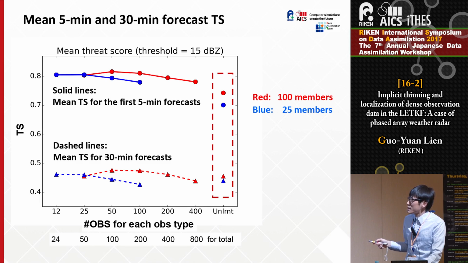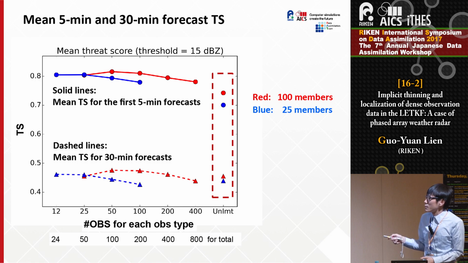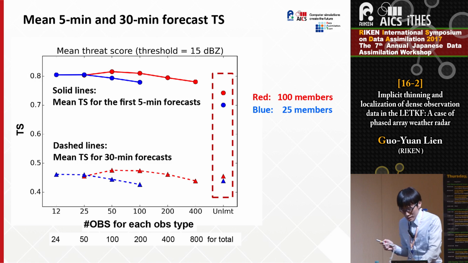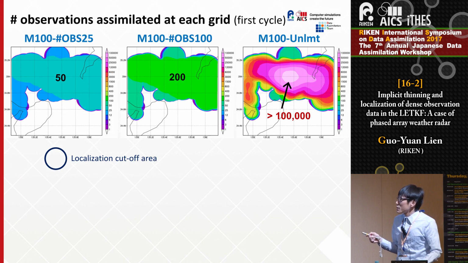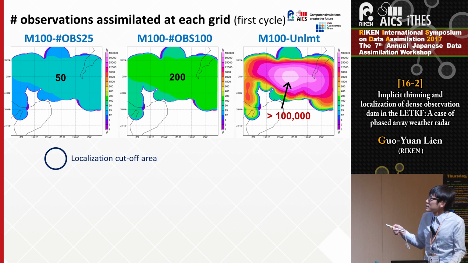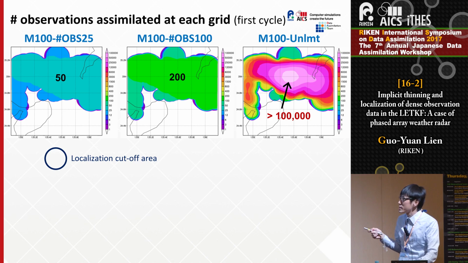with the number limiter and without the number limiter, we see that in particular in the first 5-minute forecast, applying this number limiter is very beneficial compared to assimilating all of the observation data. But if you average for the entire 30-minute forecast, it's not much better, but still some benefit. And so let's look at what this observation number limit is doing to the analysis.